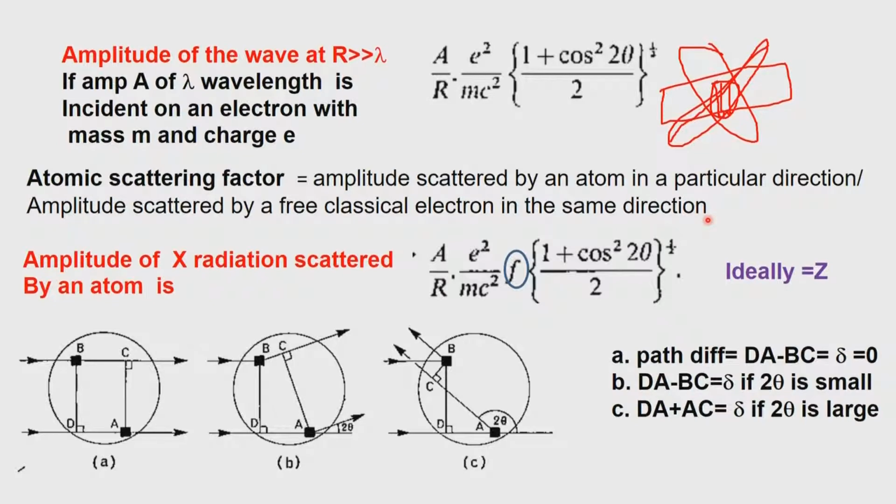So, we have a position of the atom, we have the core of the atom, we have the surrounding valence electrons and so on, but they are now associated with the atom, and therefore, we have to define the atomic scattering factor in a proper way, and this is the definition. Amplitude scattered by an atom in a particular direction over the amplitude scattered by a free classical electron in the same direction. So, you consider a free electron and consider the collection of electrons associated with that atom, and then the atomic scattering factor is the amplitude that is scattered.